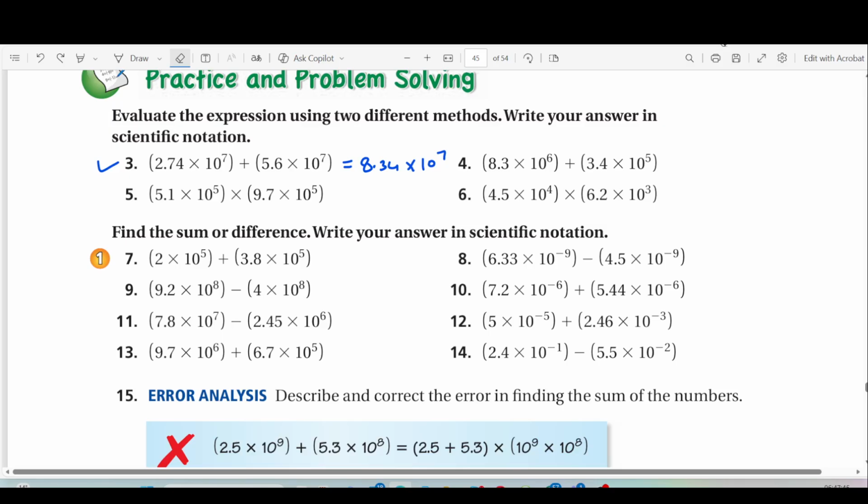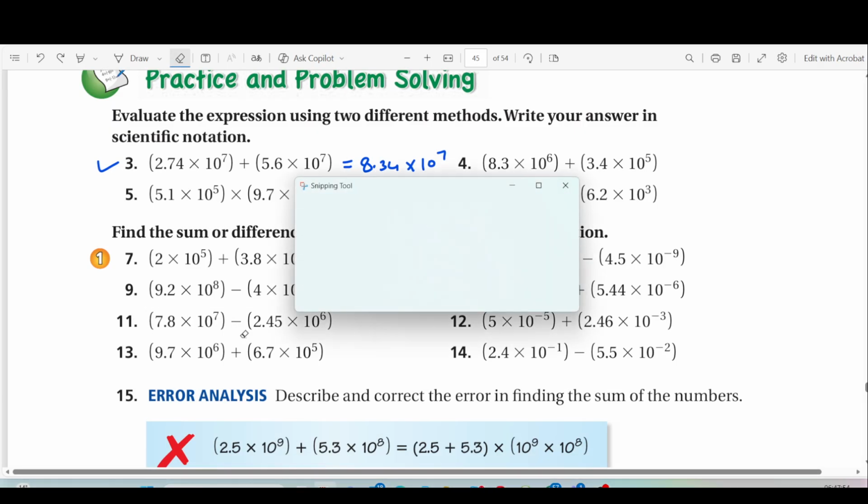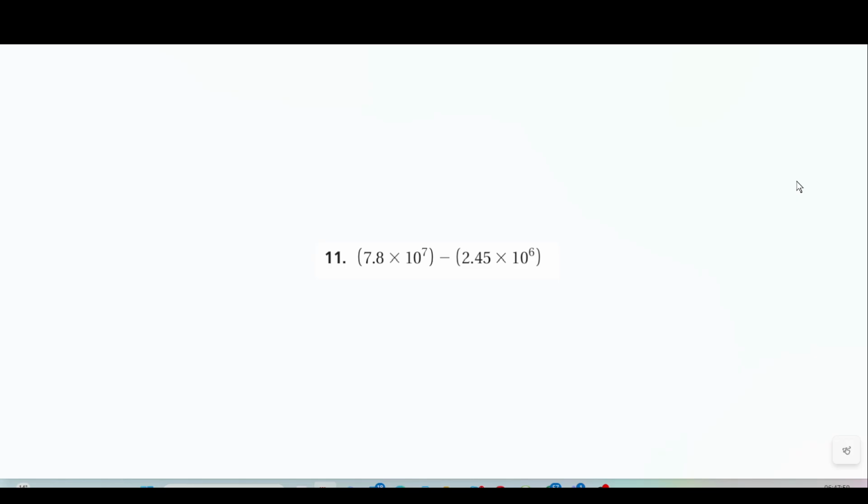Try 11. So I got 8.045. Oh wait, no, wrong. Sorry. This is subtraction. I did it wrong.